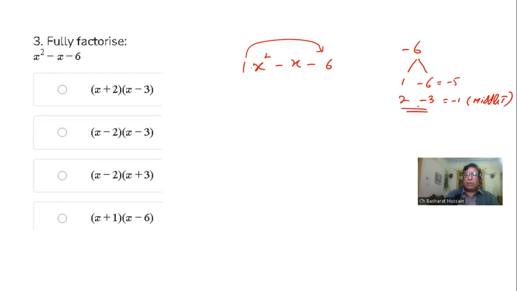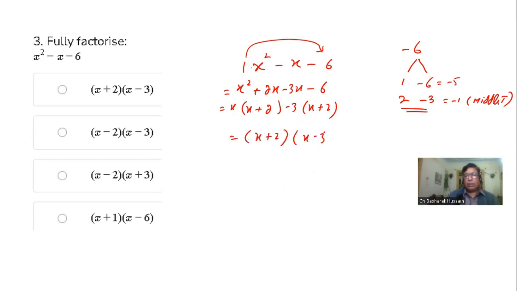Okay, so we change this into this: x square plus 2x minus 3x minus 6. So x is common: x into x plus 2, minus 3 into x plus 2. Check it, x plus 2, both are the same. So x minus 3. So x plus 2, x minus 3. So the first one is correct, okay?